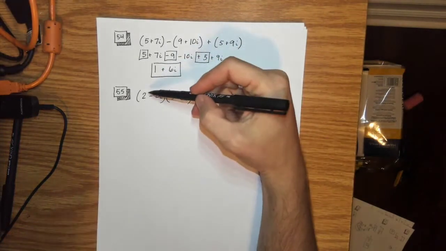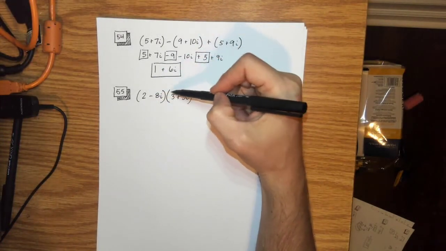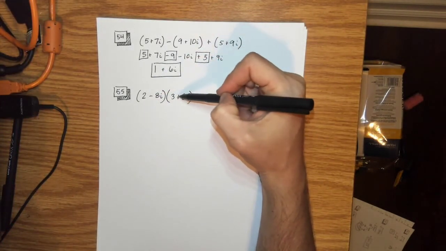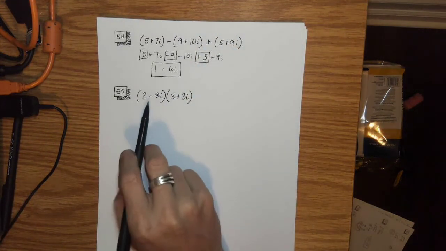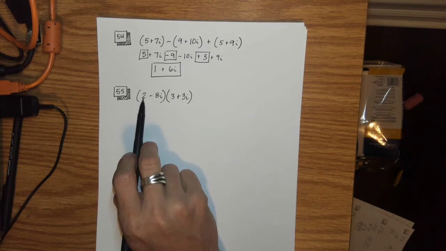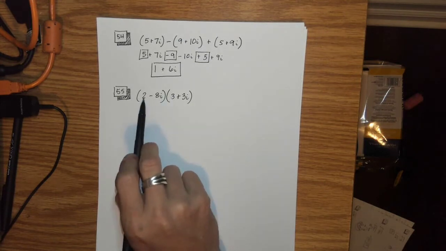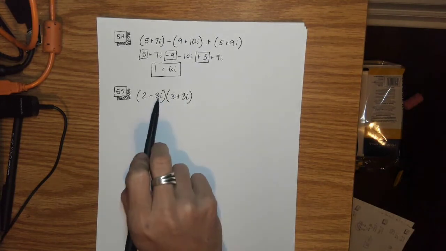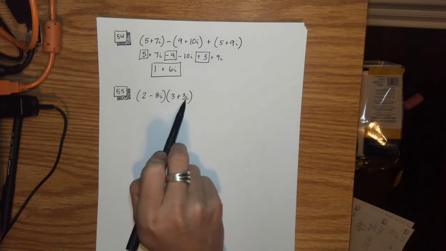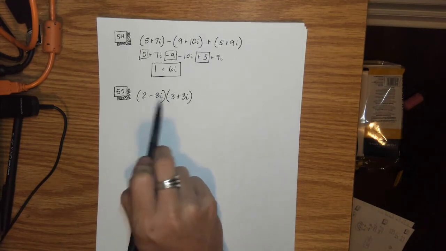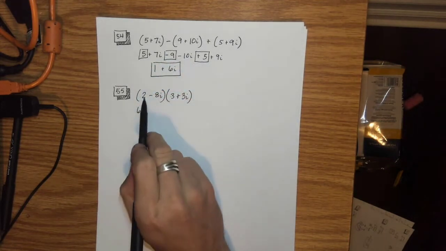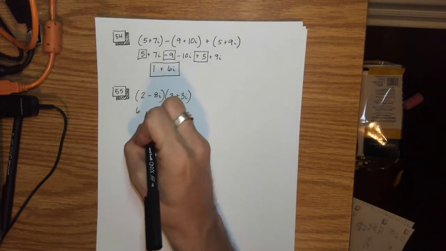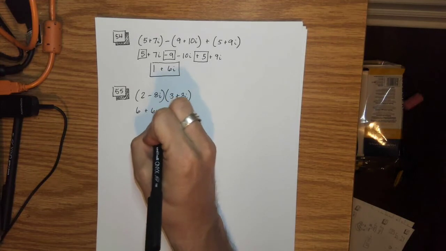This one we're doing 2 minus 8i, and then we're multiplying that times 3 plus 3i. So what we have to do, we have to FOIL this one. Remember, FOIL means first, it means the outside, it means the inside, and then the last ones. So we're going to do the first. So 2 times 3 is 6. And then we're going to go 2 times 3i, which is 6i.